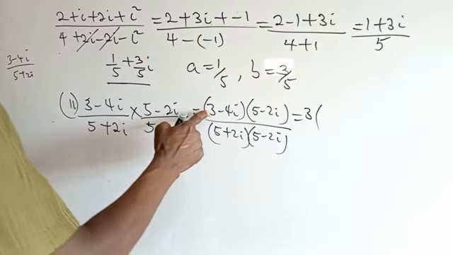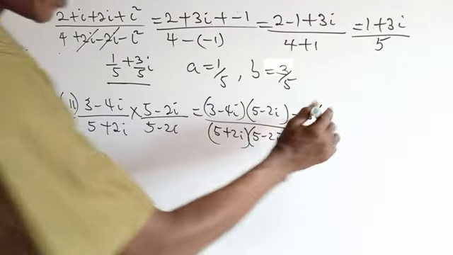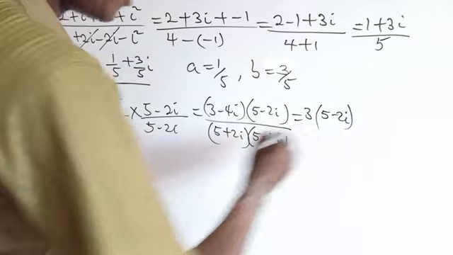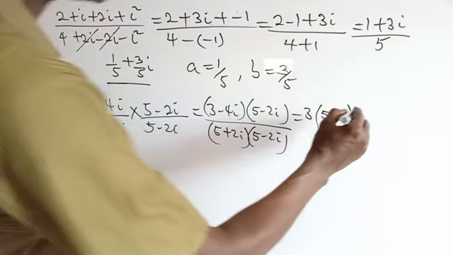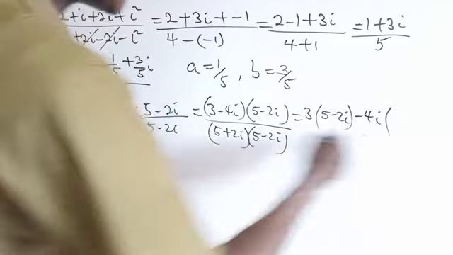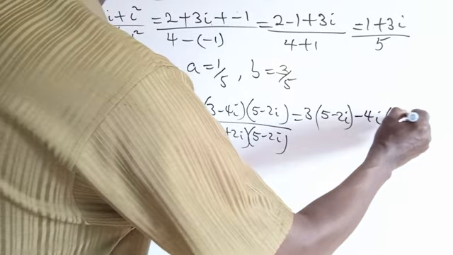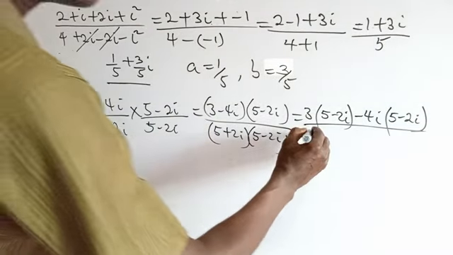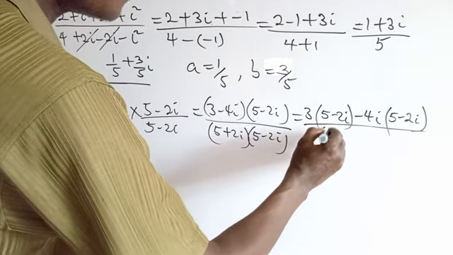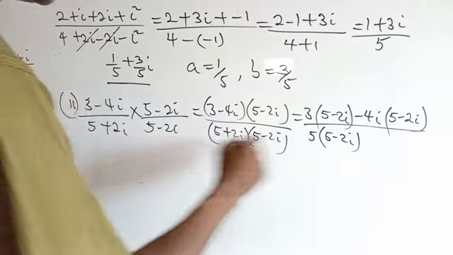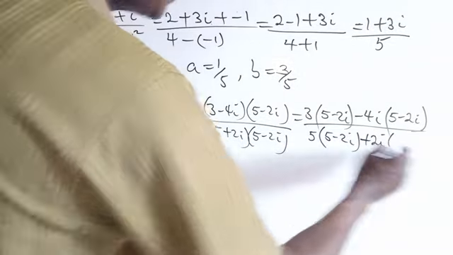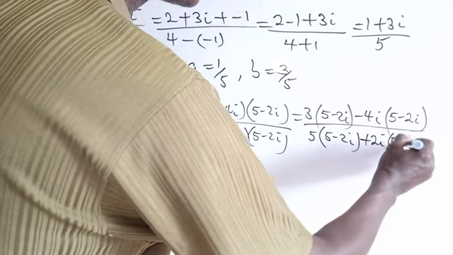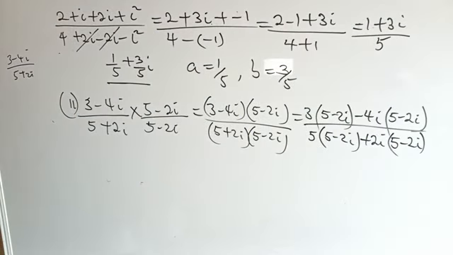3 into 5 minus 2i, beautiful. Then you have minus 4i left here, again 5 minus 2i. Everything over 5 into 5 minus 2i. What do you have left here? Plus 2i into 5 minus 2i. So by the time you expand, what do you have?